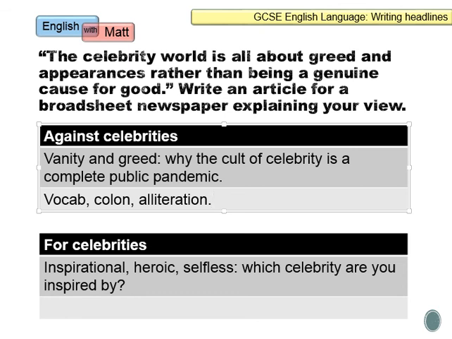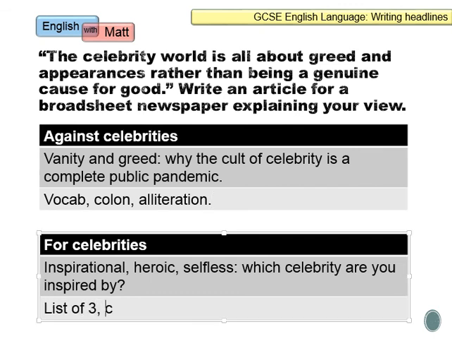On the other hand, if you're going to argue the opposite case, you might say: inspirational, heroic, selfless, which celebrity are you inspired by? Here we have another list of 3, we have another colon, we have a rhetorical question, and we also have direct address, demonstrating the student's ability to not only convey their viewpoint clearly and confidently, but also to convey it through good use of language.